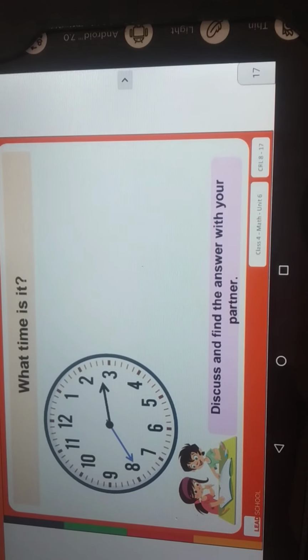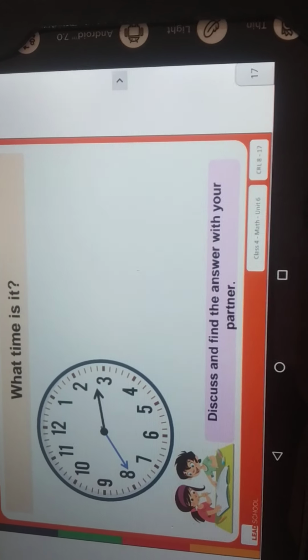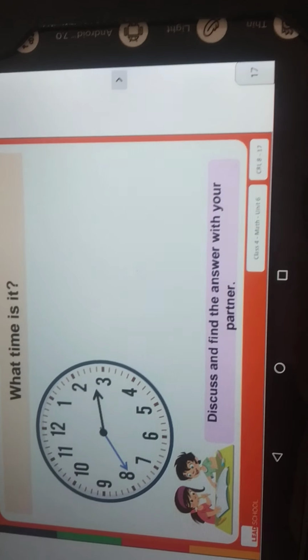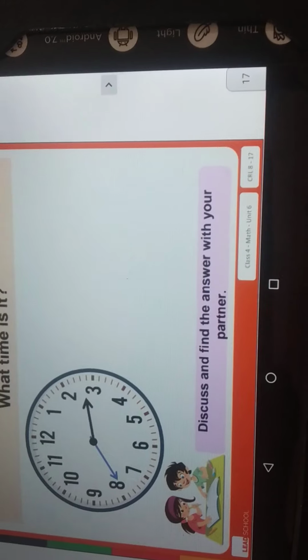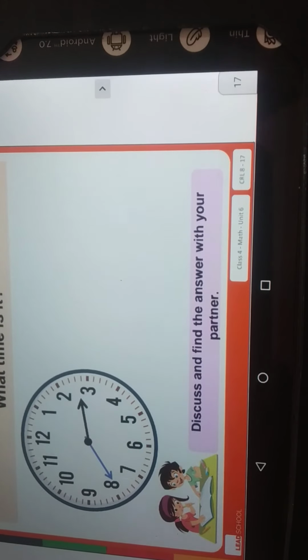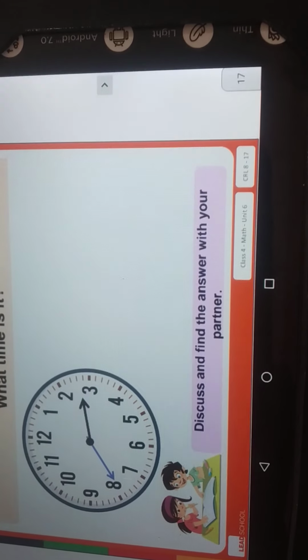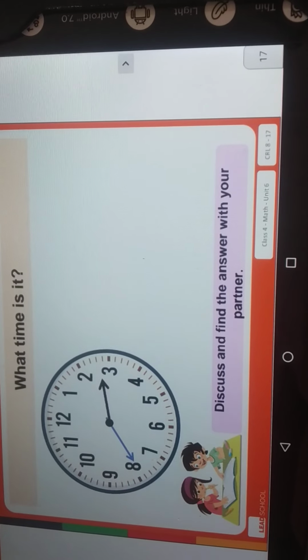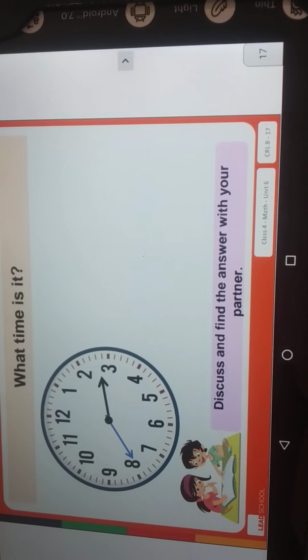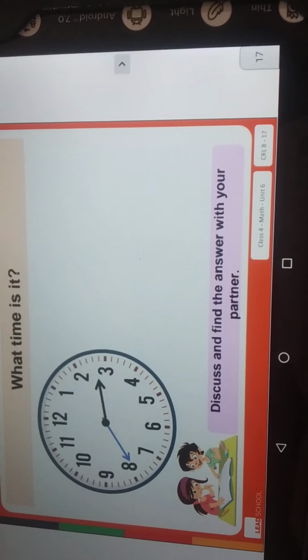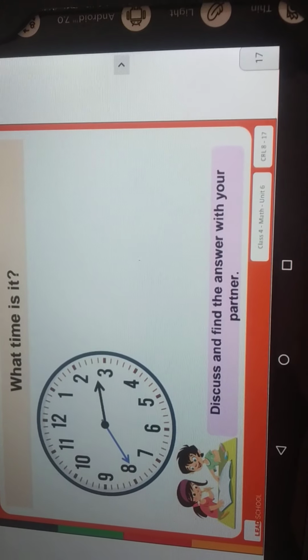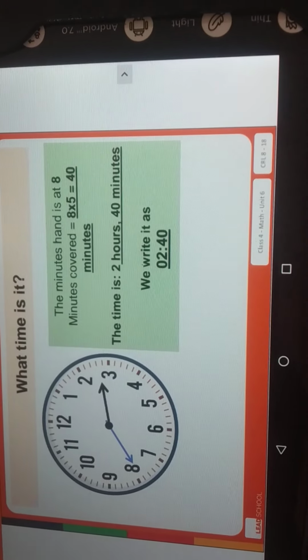So in that we'll discuss this here. Now see, the minutes hand is on the number 8 and the hours hand is in between 2 and 3. So what time is it? 8 into 5, 8 5s are 40. 2:45 is there. Let's check it.